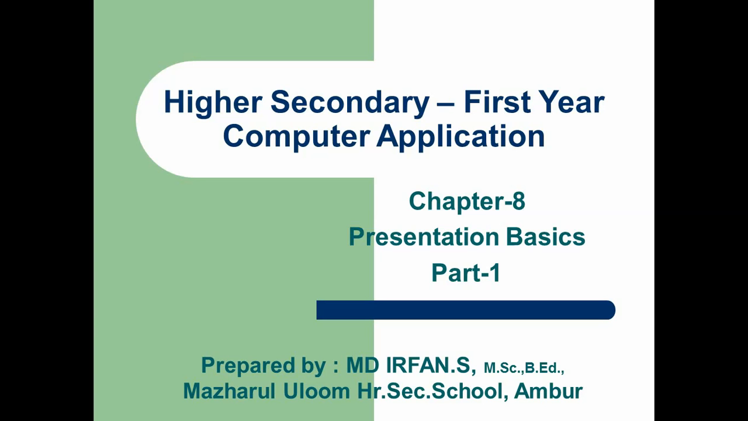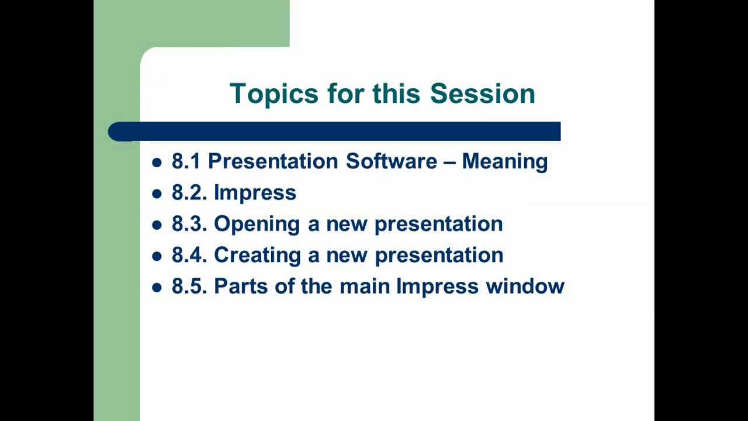Subject Computer Application for 11th Standard C section. Last class we completed chapter 9 where we discussed spreadsheets and how to use a worksheet, how to create data, and how to apply different types of formulas and functions, how to insert images and how to create charts, as well as how to sort the data stored in the spreadsheet, and finally we discussed printing the worksheet data. Now we are going to start a new chapter, chapter number 8, presentation basics part 1. So let's start our class.